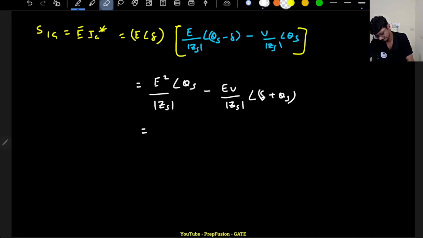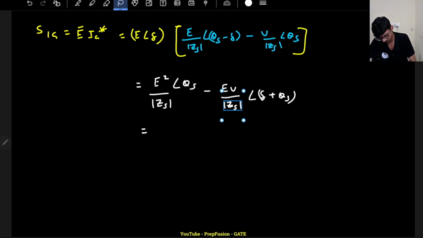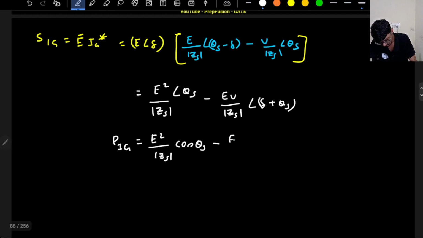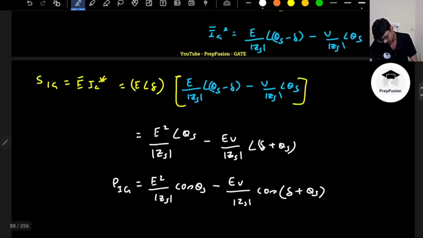So now what will be the output power? What will be the input power basically? Input power will be E squared by Zs cos of theta s minus E into V divided by Zs into cos of delta plus theta s. Okay, now I can replace all the values here.